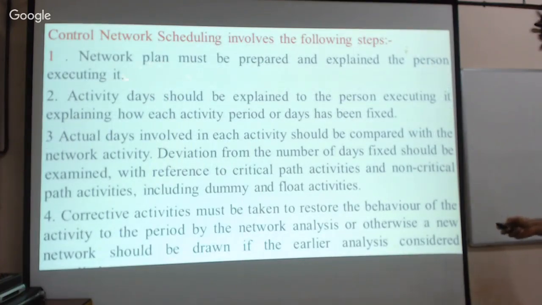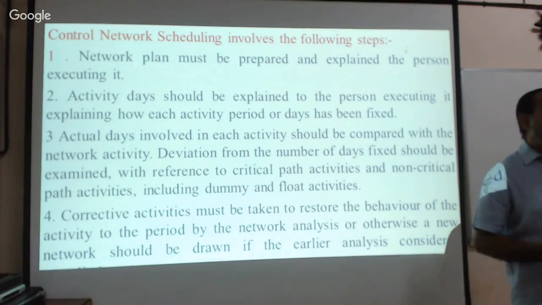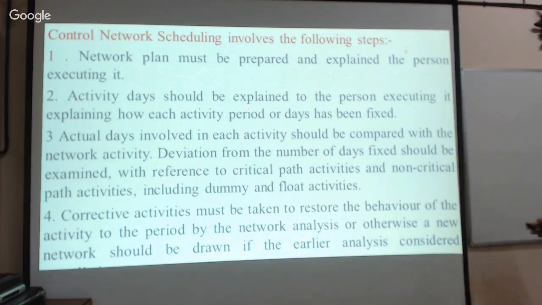The network plan must be prepared and explained to the person executing it. We prepare this network plan, but experts and seniors make it, while executing it are junior staff members and junior engineers. We need to explain it carefully to them. Activity days should be explained to the person executing it, explaining how each activity period or days has been fixed.